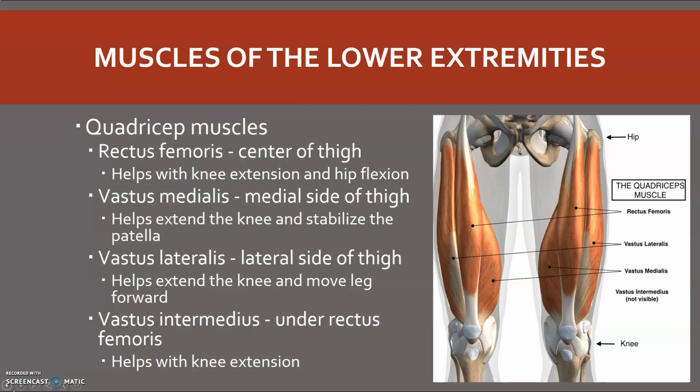And your quadricep muscle is important for its role in extending or straightening the knee, for hip flexion, and also moving the leg forward. And you can see here in this illustration the four muscles that compose the quadricep. Again, that being the rectus femoris, the vastus lateralis, and the vastus medialis, and vastus intermedius. So again, you cannot visualize the vastus intermedius because it is located under the rectus femoris.